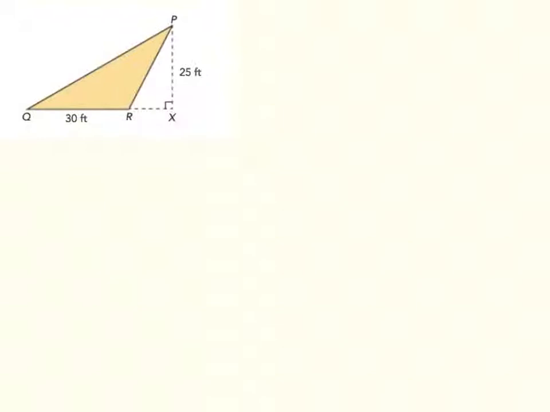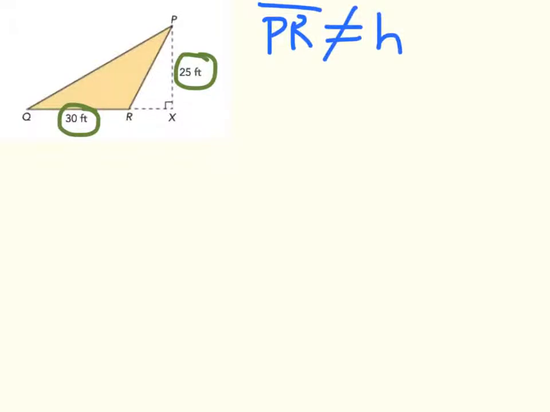In triangle PQR, line PX is perpendicular to line QR. Therefore, that means that if QR is our base, then PX is our height. Careful, please take note of this. PR cannot be our height. Why? Because it's not perpendicular to our base.